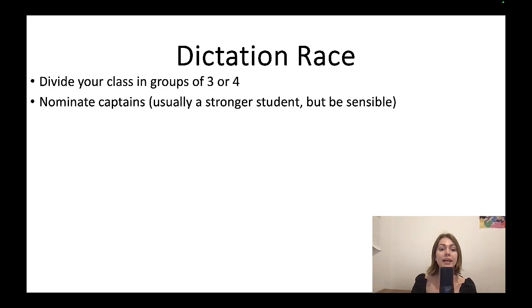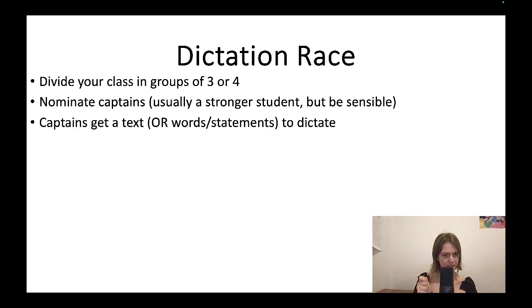Then you're going to nominate captains, which is usually a stronger student, but it's completely up to you because you know your class dynamics a little bit better. If we speak about younger learners, this could be a disruptive student or somebody who is a dominant student. So you know them better. So it's definitely your call who you want to make a captain.